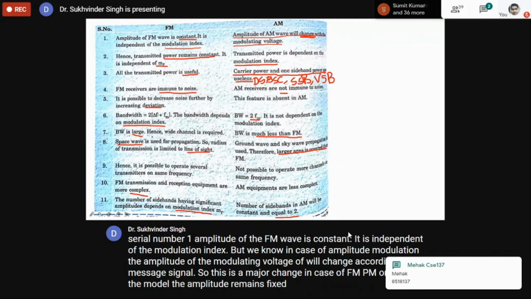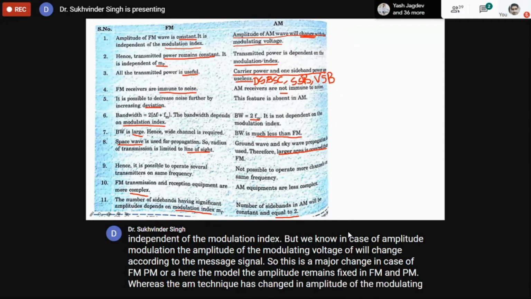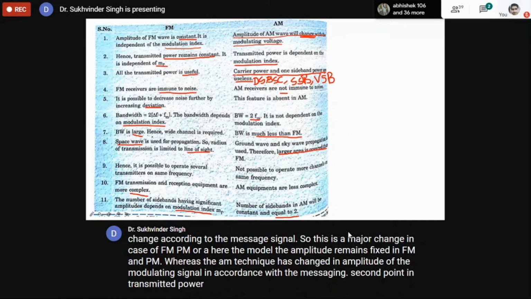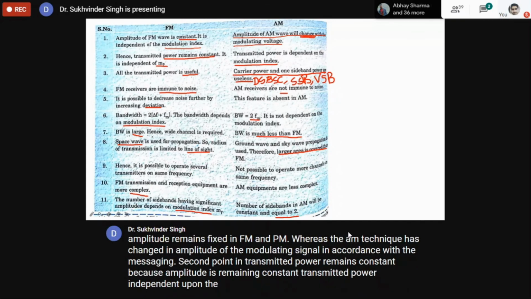Second point, hence transmitted power remains constant because amplitude is remaining constant. Transmitted power is dependent upon the modulation index. All the transmitted power is useful in case of FM, whereas in AM all the power is not useful. It depends upon the type of technique we are using. Because we know double sideband suppressed carrier.